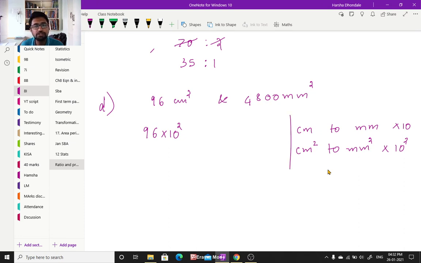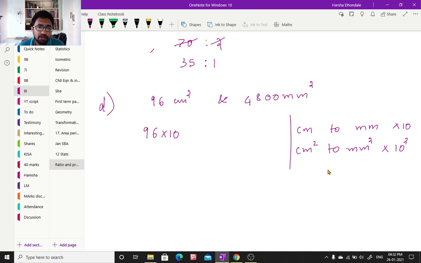Many people do just into 10 millimeter square and mess up the answer. Even if your calculations are correct, ultimately your answer is wrong. You have messed up. Don't do that.